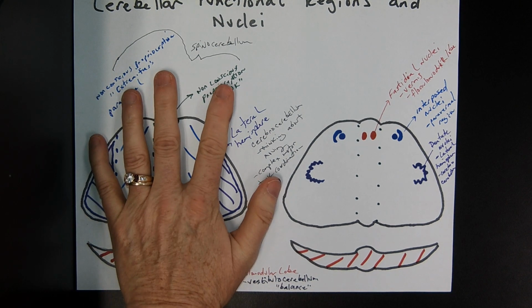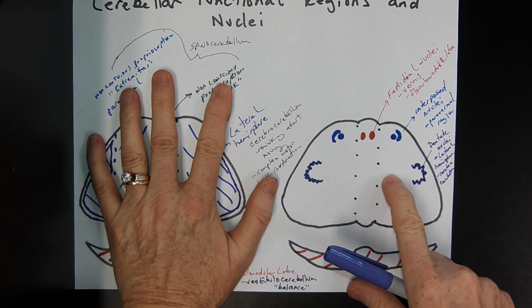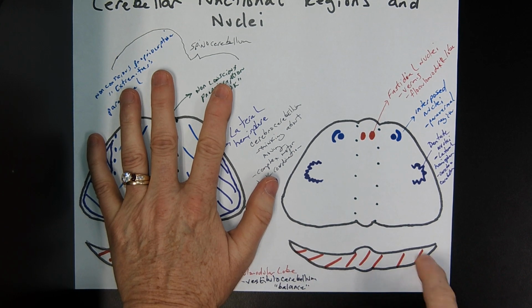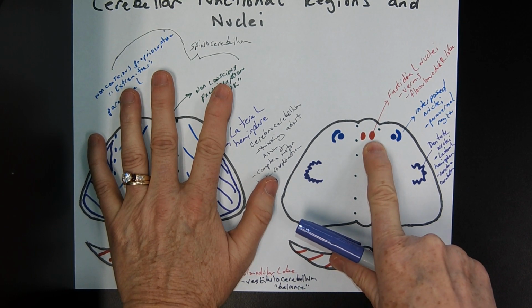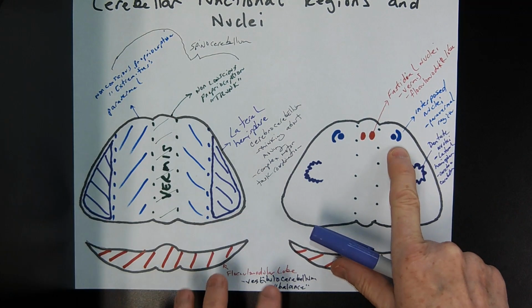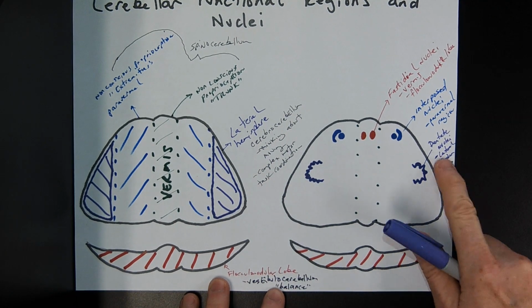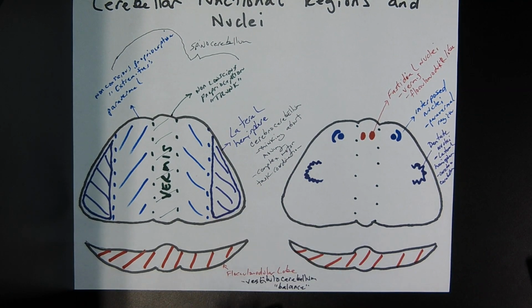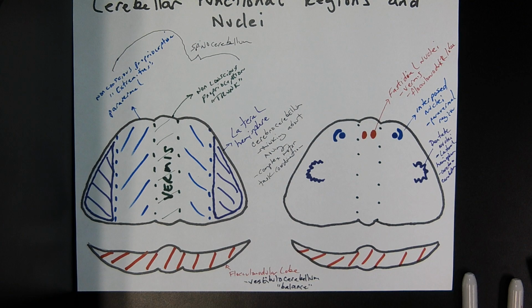Each of these regions uses a specific set of nuclei. Okay, the vermis and floccular nodular lobe use your fastigial nuclei. Interposed nuclei are used by your paravermal region, and your dentate are used by your lateral hemispheres. Questions? And we're going to start to put one more piece in before we look at the pathways. What do we do with that?